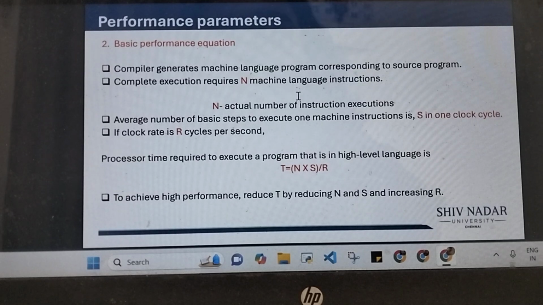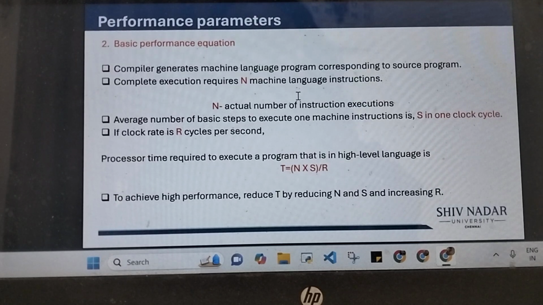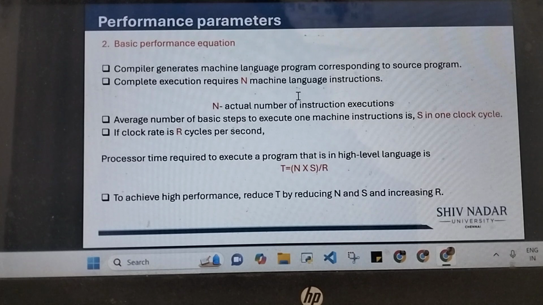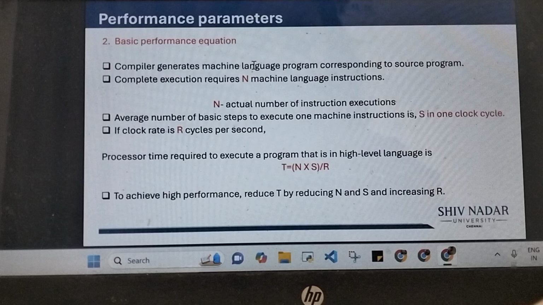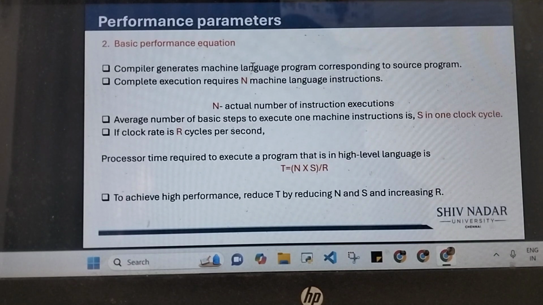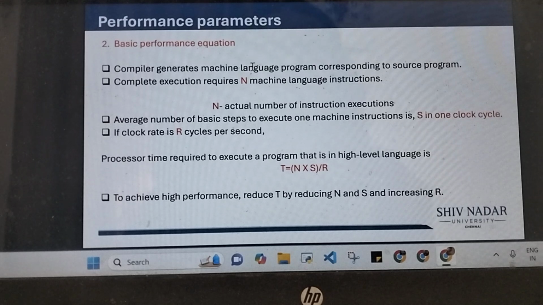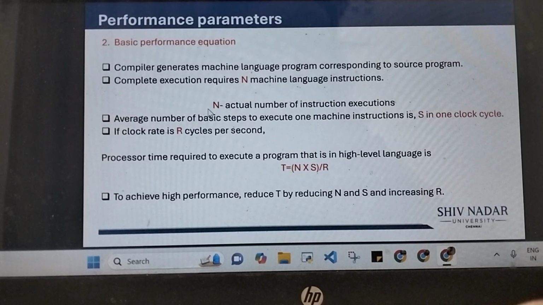So we are now going to try to frame an equation to depict the performance of a computer, which obviously we call the performance equation. A compiler generates a machine language program corresponding to the source program. This is what we've been seeing since the start of this chapter. Your code is converted into a bunch of machine language instructions. Let us assume this particular code I have written has been converted into n instructions. So the number of instructions I need to execute is n.